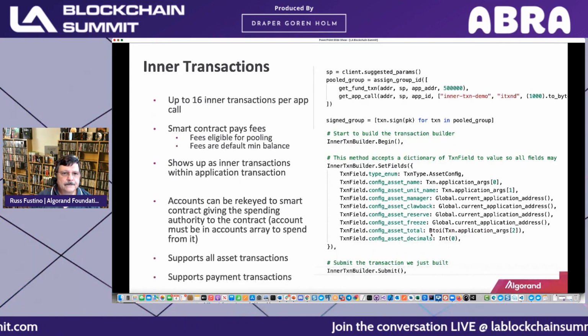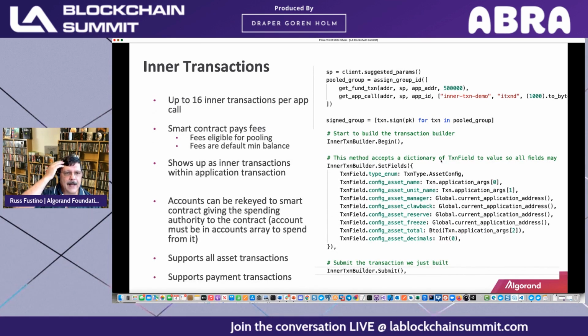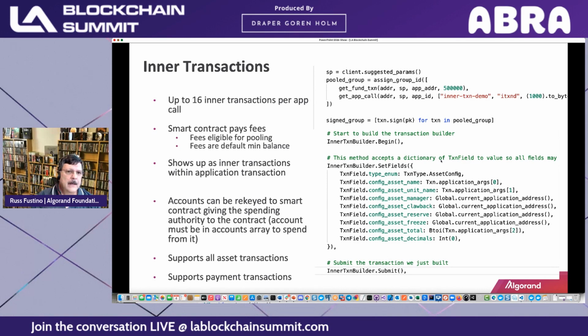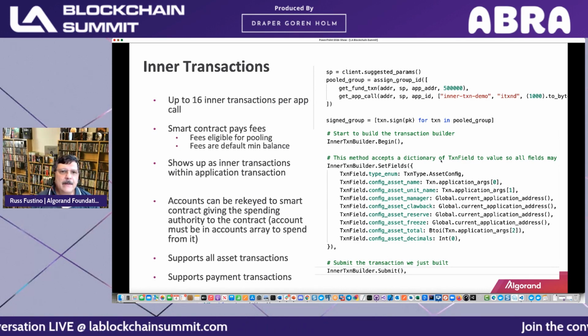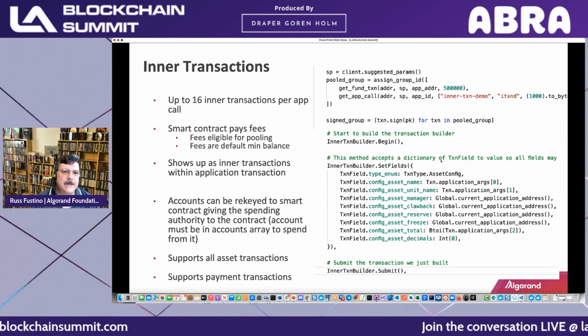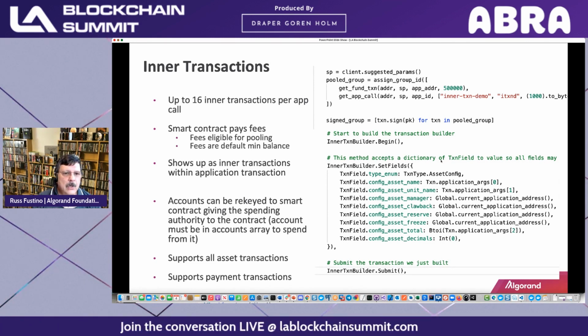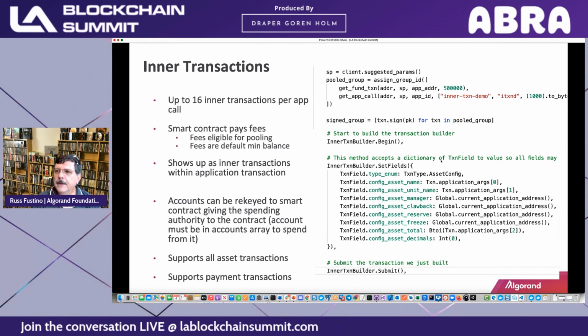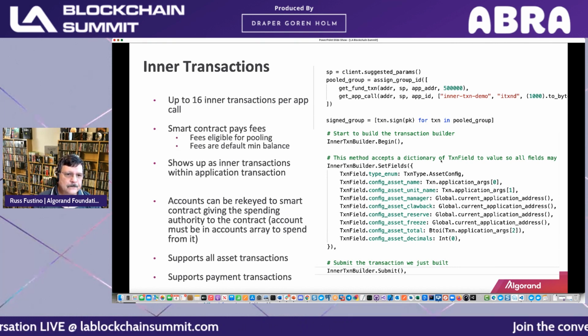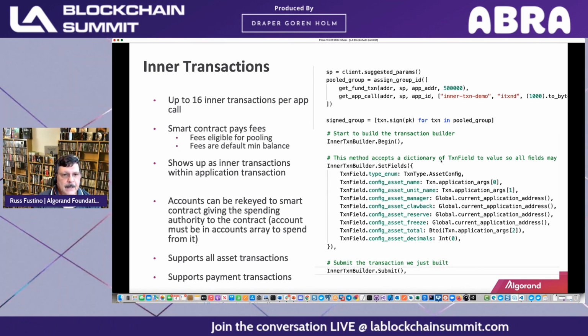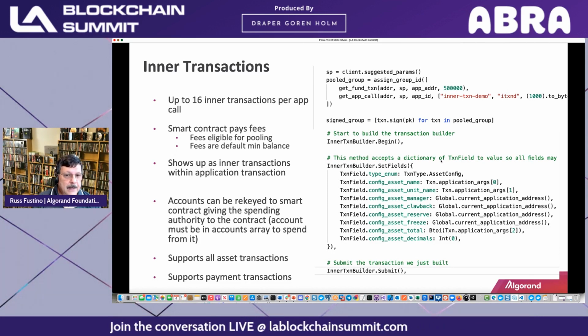All right. Then inner transactions: up to 16 inner transactions per app call. You have the smart contract pay the fees, which is great. The fees are eligible for pooling, and fees are the default minimum balance. They show up as inner transactions within an application transaction. Also, you have accounts that can be rekeyed to a smart contract, giving the spending authority to the contract. So the account must be in the accounts array to spend from it.